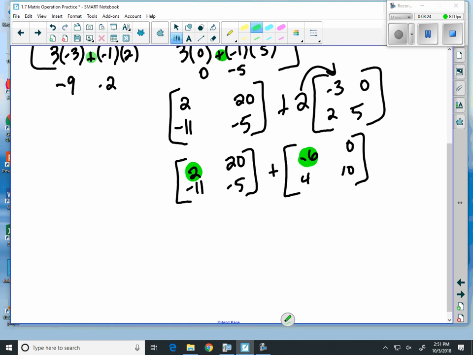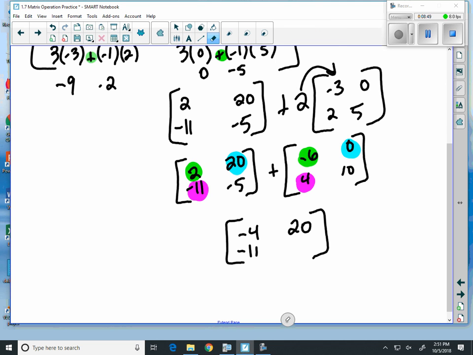So here if I start at 2, I'm adding that to the 6 because they're the same located entry. And then I'll do 20 and 0, which is 20. Negative 11 and 4 would be negative 7. Last, negative 5 and 10. There's our final answer for number 3.